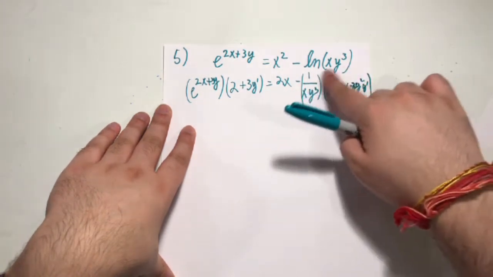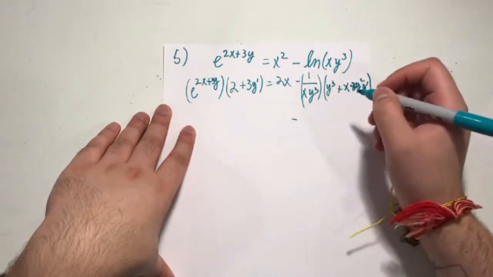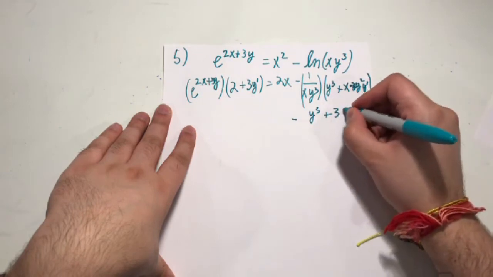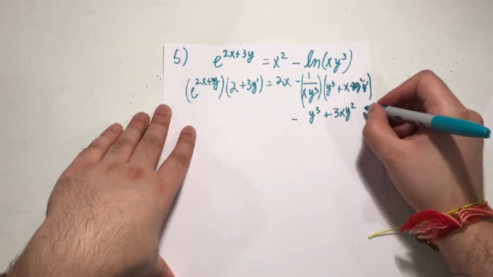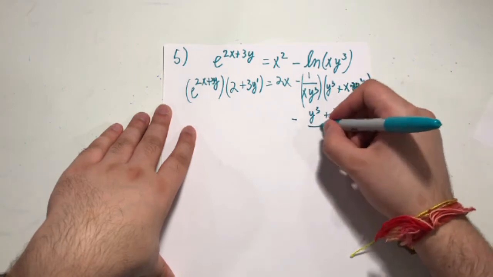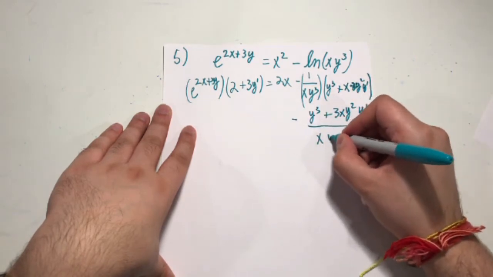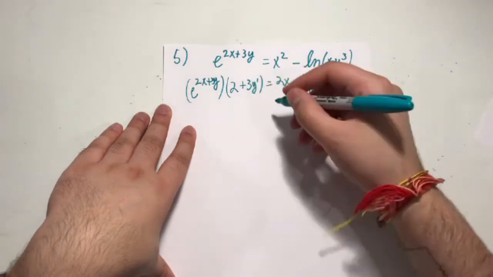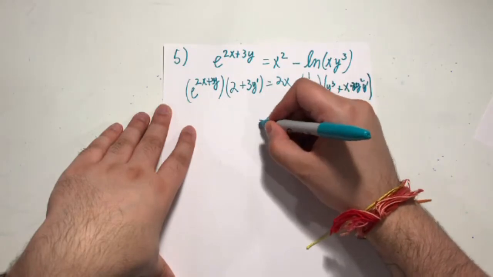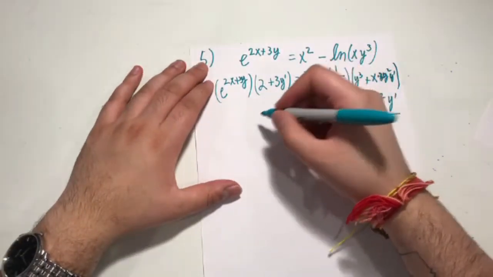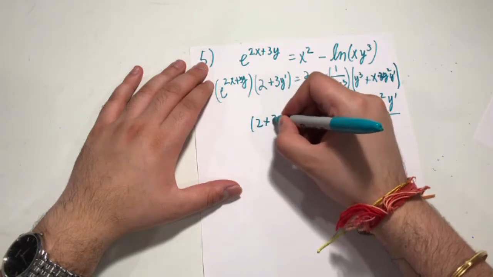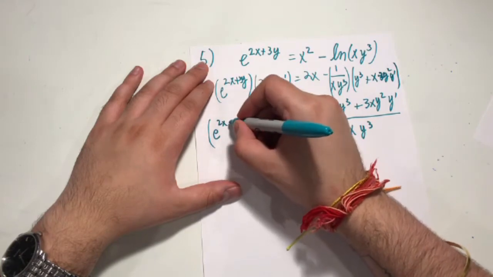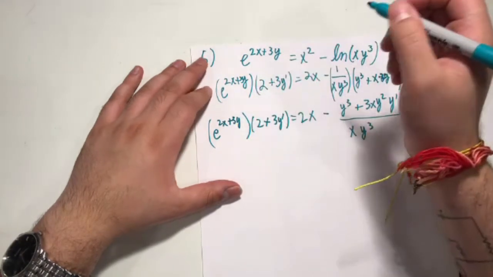Okay? Now combining all of this stuff, what we end up with is y to the third plus 3x y to the second, y prime, all over x y to the third. Okay, and then all of this stuff stays the same, 2x, and that's equal to, I'm kind of writing this backwards, 2 plus 3y prime, and then we got over here the e to the 2x plus 3y.